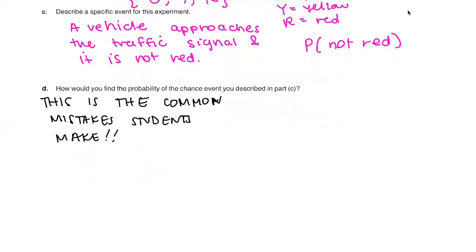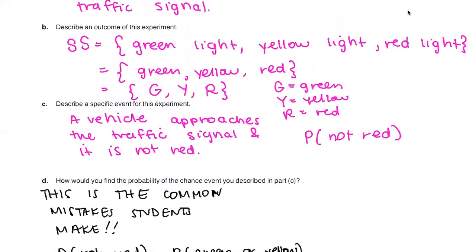So watch out for this. They'll try to find the probability of not red, and they'll say, okay, well, the probability of not red is the probability of green or yellow. And we're all good so far. This is correct.